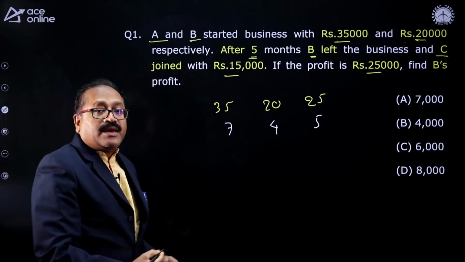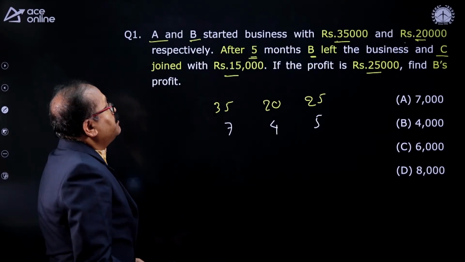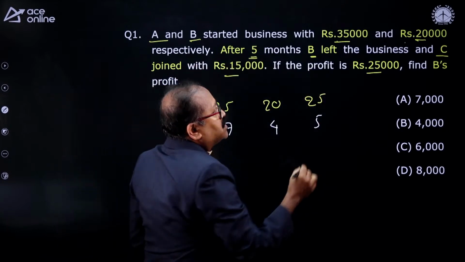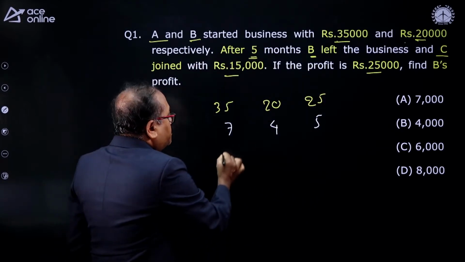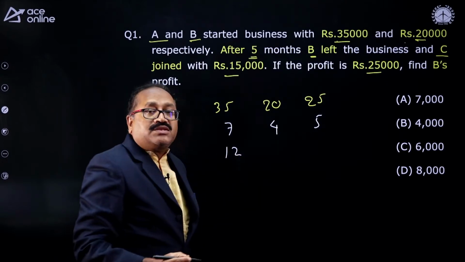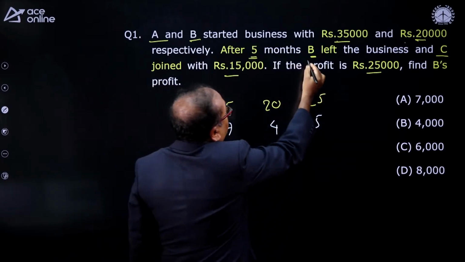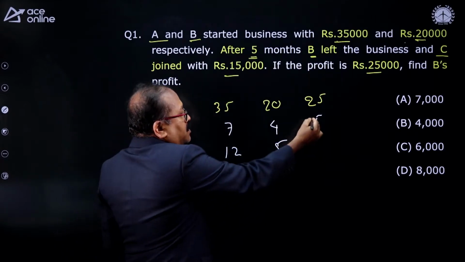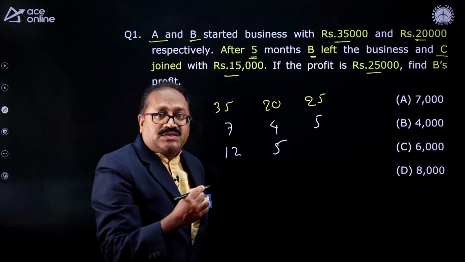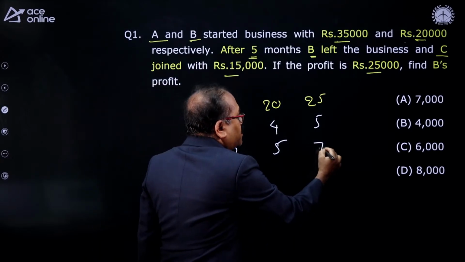Now this is about the capital ratio. How about the time ratio? Nothing is said about A. A started the business, so that means A was there for the entire 12 months. It is said that B left after 5 months, so his tenure is 5, and C joined after 5 months. That means he was there in the business for 7 months.